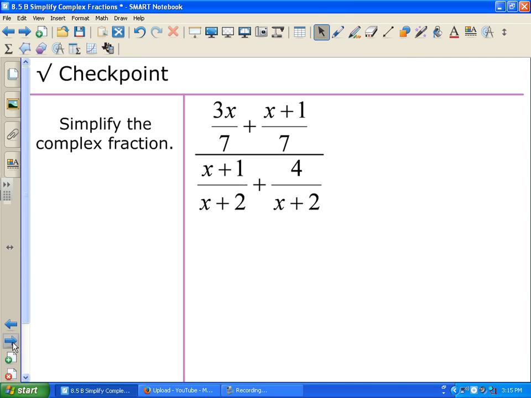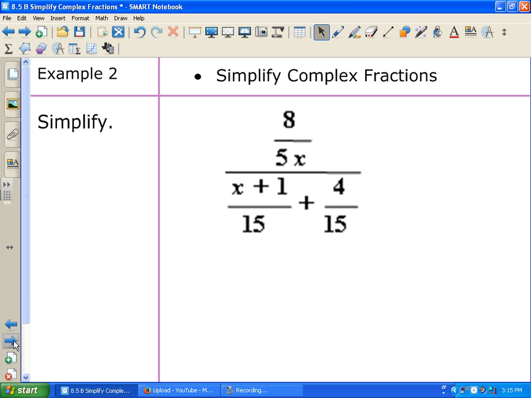Next problem, checkpoint. Go ahead and pause the video, and when you're ready to move forward, unpause it. All right. Hopefully you're ready to move forward. Next problem looks like this: 8 over 5x divided by x plus 1 over 15 plus 4 over 15. Technique's the same. I'll give you guys a second to copy that down.